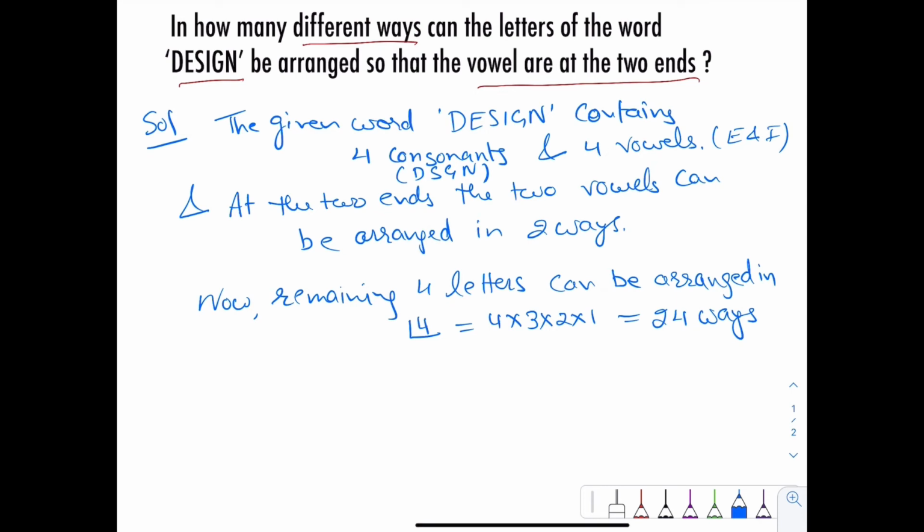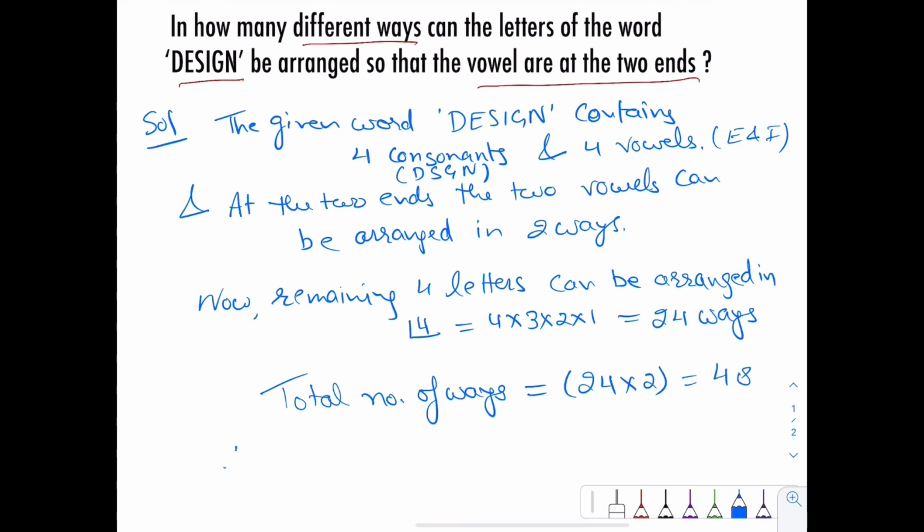Now, total number of ways. This is equal to 24 into 2. This is equal to 48. Therefore, required number of ways equal to 48, and this is our answer.